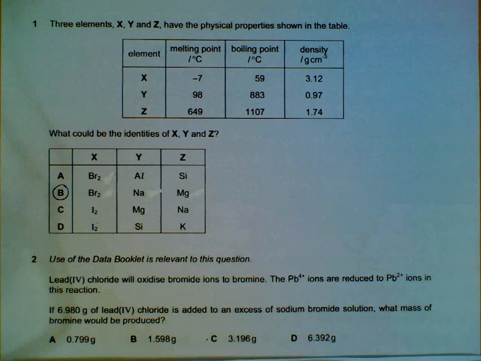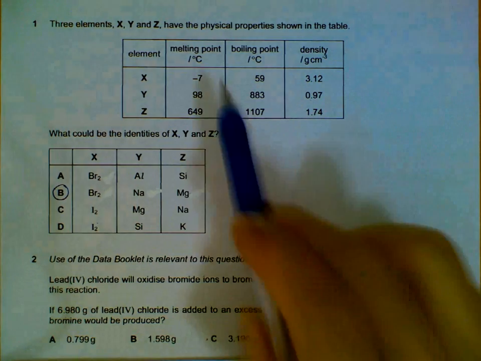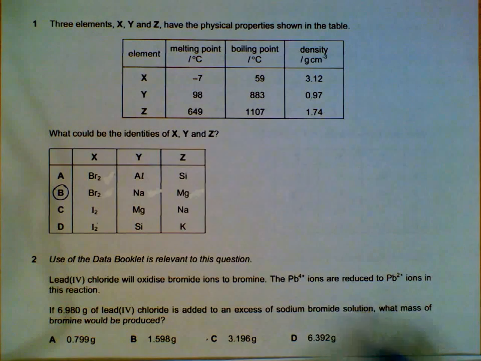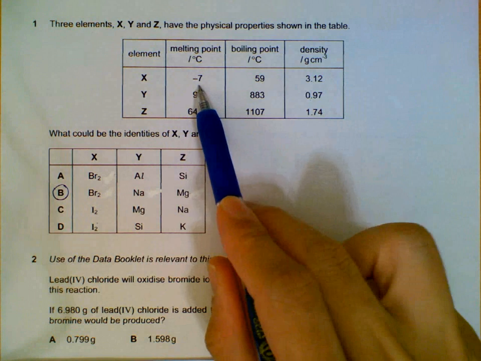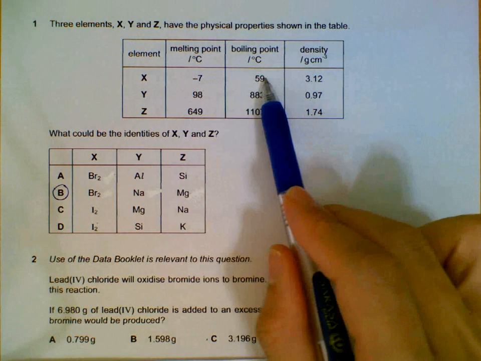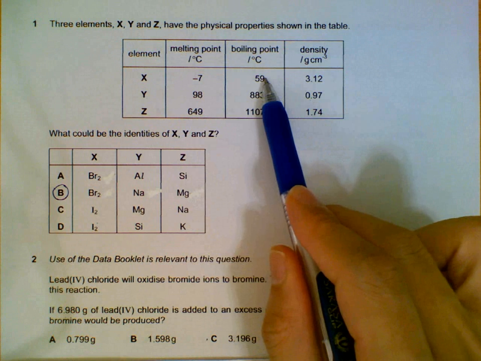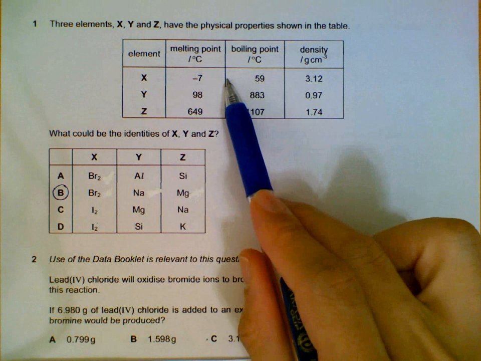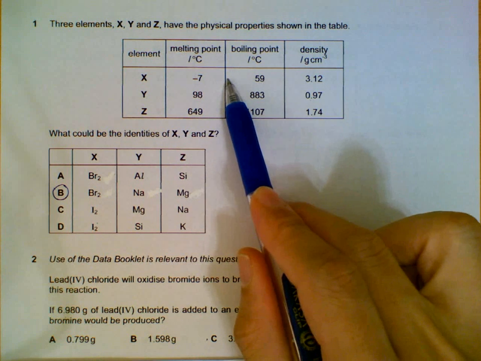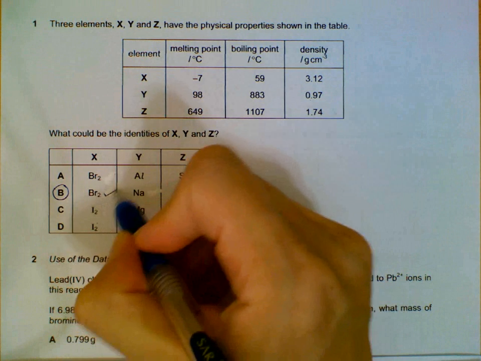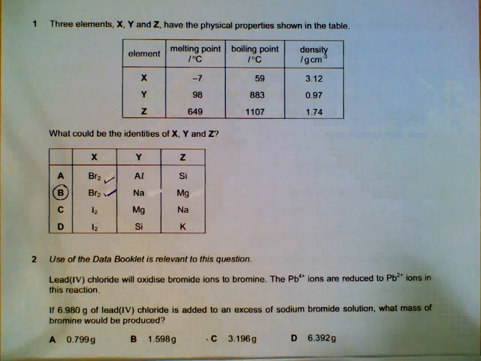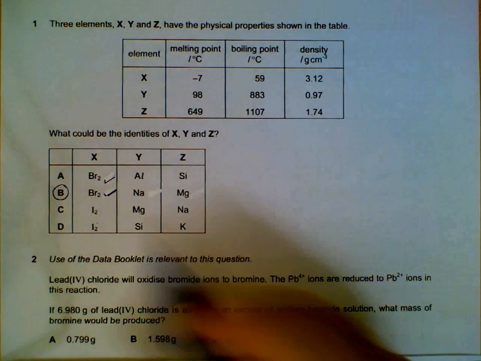Number 1, identities of X, Y, and Z based on their melting points, boiling points, and density. First of all, we look at X. Melts at -7 degrees, boils at 59 degrees. So it will be a liquid at room temperature conditions. Liquid, we have between bromine and iodine. Okay, bromine will be the one that will be liquid. Iodine will be solid at room conditions.